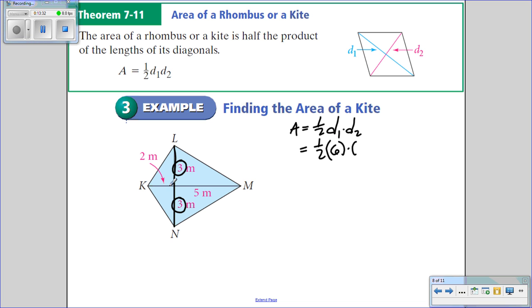And times diagonal 2, that whole length there would be 2 plus 5, which is 7. And then I can go ahead and calculate that. 1/2 of 6 is 3 times 7 would be 21 meters squared. So again, very simple. They gave you both lengths of the diagonals, plug and chug. Okay, let's take a look at another example.